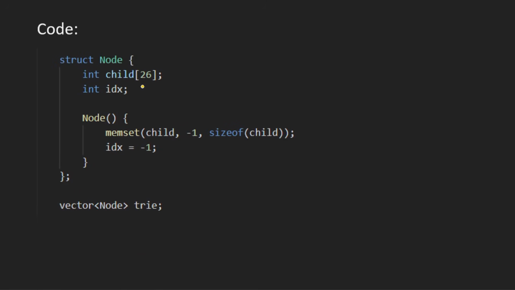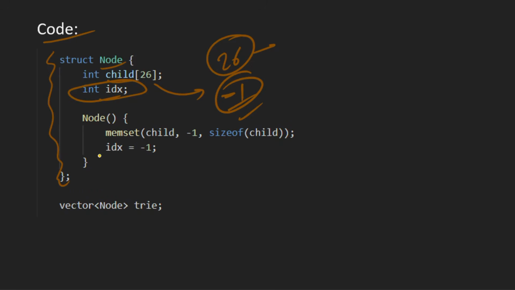Now we'll see the code part. In the code part we have taken a struct named node, and each node has an array of size 26 named child and an index value. All the children have value -1 and the index value is also -1. Then we have made a vector of type node named trie, right?